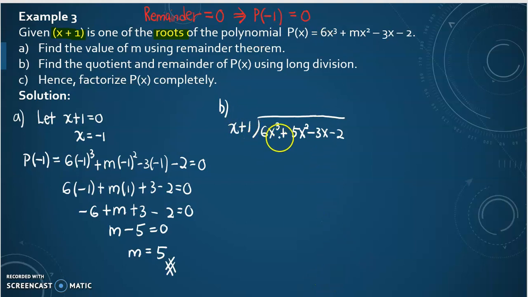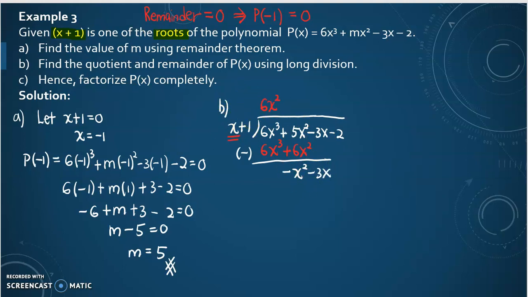In order to get 6x cubed from x, I have to multiply by 6x squared. So x times 6x squared is 6x cubed, 1 times 6x squared is positive 6x squared. Then subtract, canceling out the first term: 5x squared minus 6x squared. So 5 minus 6 becomes negative x squared. Bring down the negative 3x.